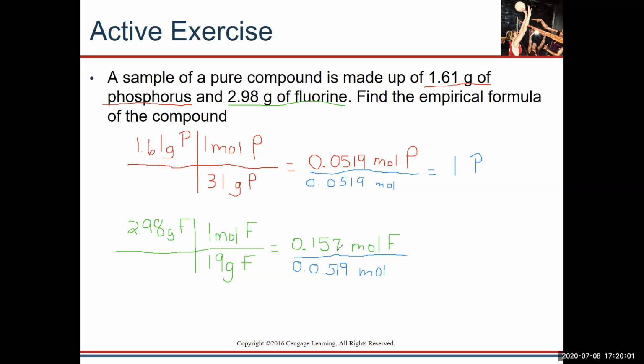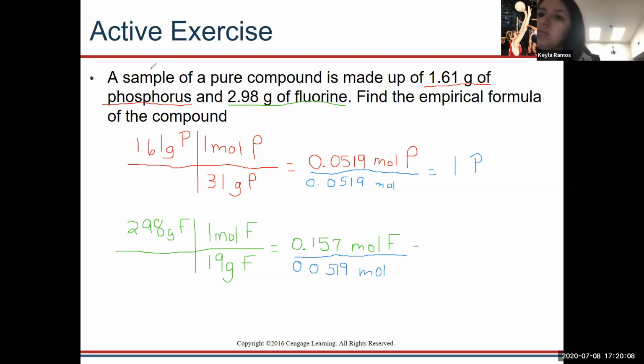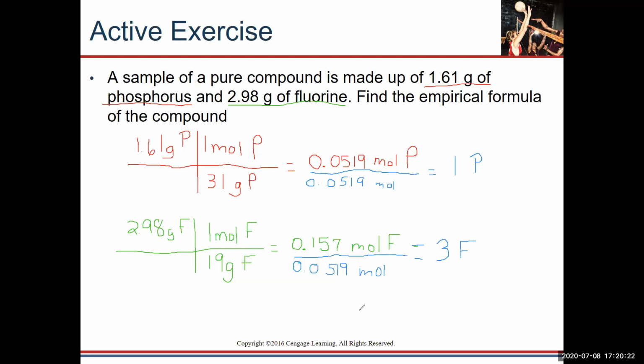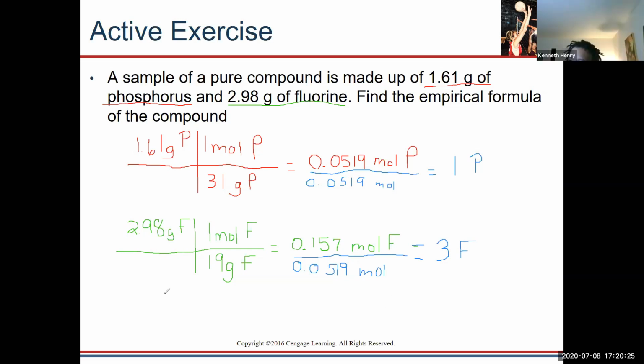So would that be 3.02? That's what I got too. Yeah. Okay, so then this has to be whole numbers, right? 3.02, we could just say it's 3. Fluorine. Okay, so then we write our chemical formula, or our empirical formula, it would be PF3.